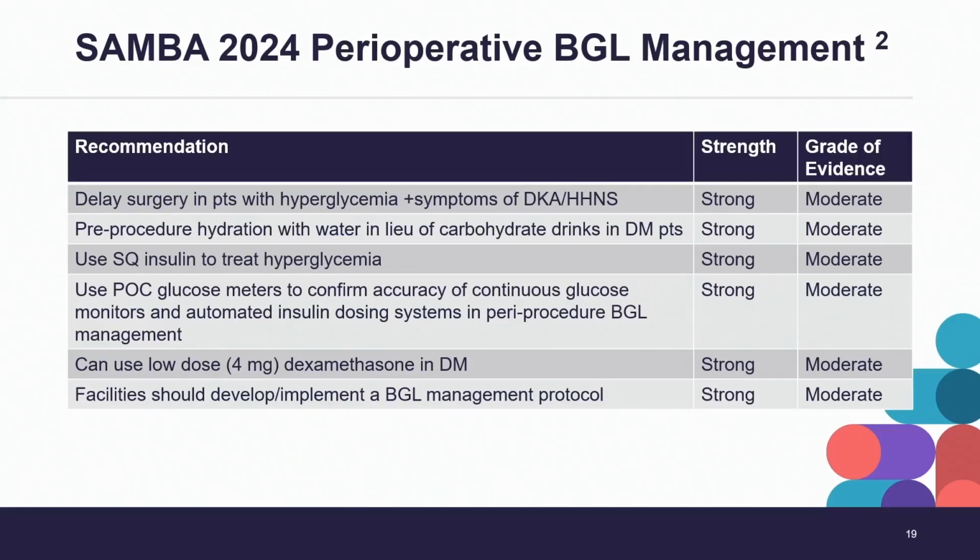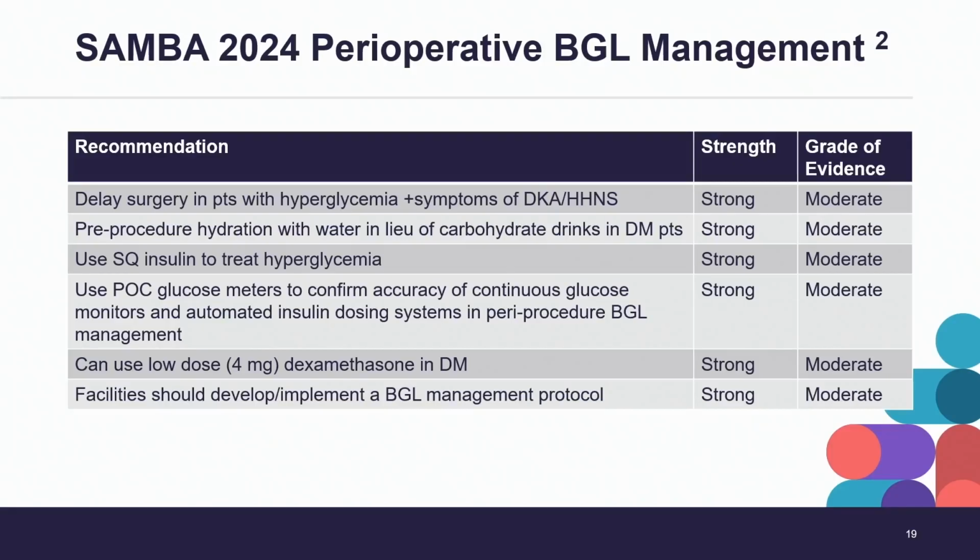And then this is just a summary of the SAMBA perioperative blood glucose management guidelines, just some highlights. So, strong recommendation to delay surgery in anybody with signs and symptoms of DKA or HHNS. The prehydration that we have recommended in a lot of ERAS pathways recommends a carbohydrate solution that the patient drinks. So in known diabetics, just replace this with water instead of the carbohydrate drink.